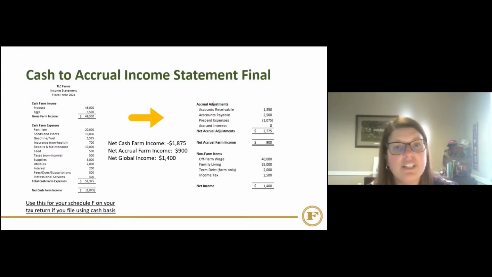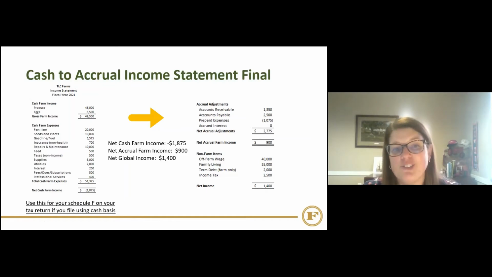Your family living includes things like health insurance, tennis shoes for your kids, vacations, groceries, car expenses, your house mortgage. There's a lot of things that can affect your family living. And so it's important that if you have to get an off-farm job, that you do that to make things work.